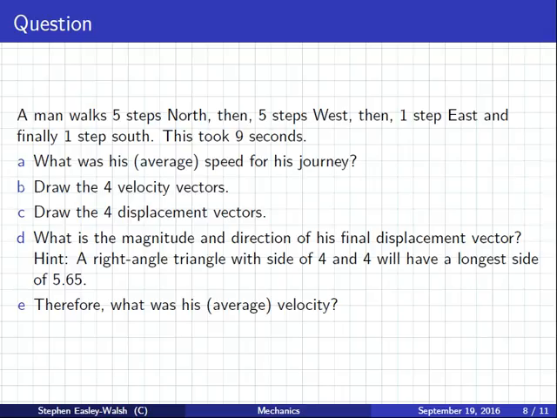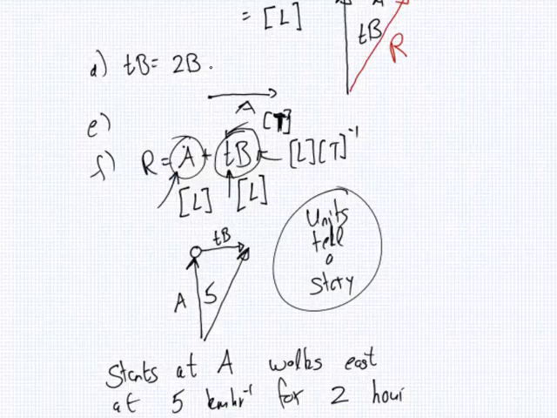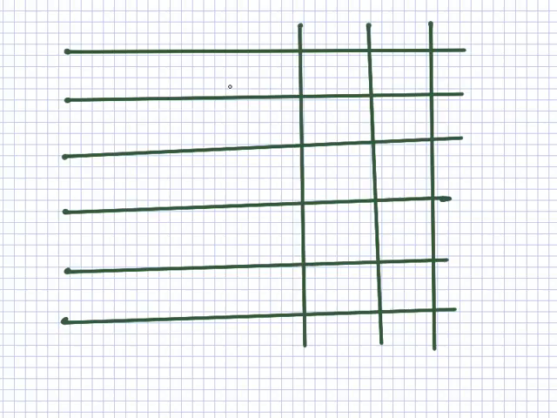Okay, let's have a look now. So the first thing is a man walks 5 steps north, 5 steps west, 1 step east, and 1 step south. So I should draw that first, okay? So let me just make a sort of graph. I'm just making a nice sort of table. So each box can represent 1 step in length.